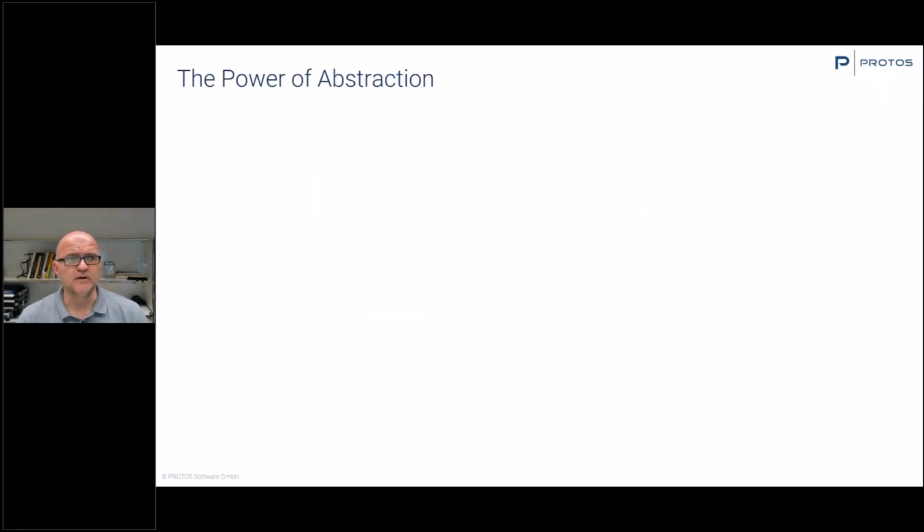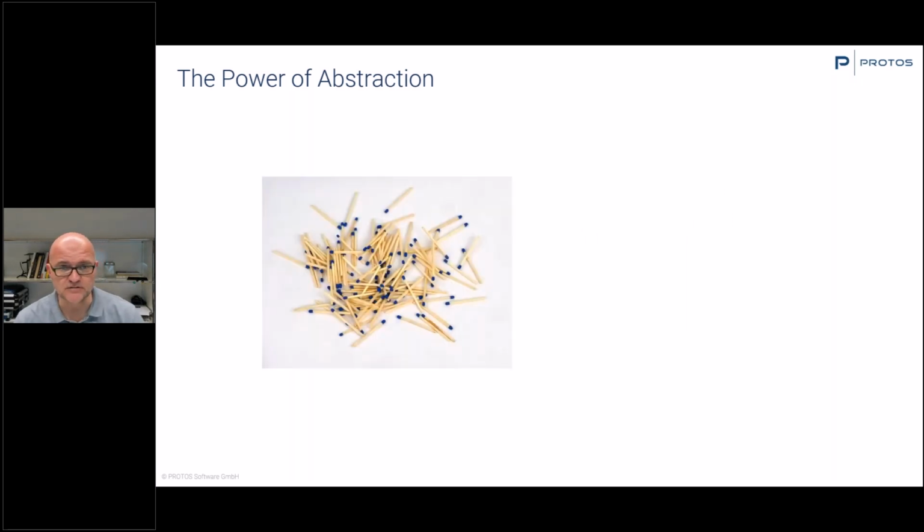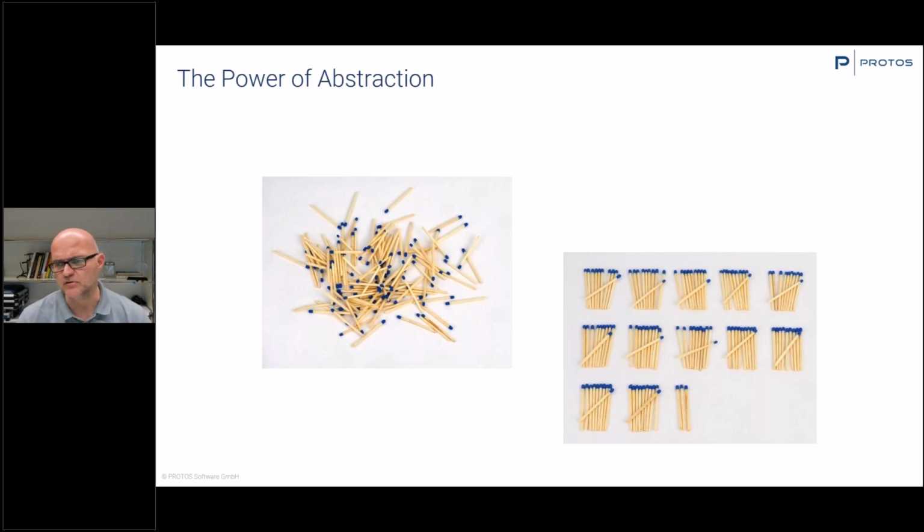Let's have first a look at the power of abstraction. I have a little example with matches. If you count those matches, most people say it's 30 matches, 40, 50 matches, maybe 100, but we don't really know without really counting them because they're not in an order. It's not easy to count them. So if we bring them into a certain pattern, suddenly you can count them very fast. It's 123 matches. It's the same number, by the way.